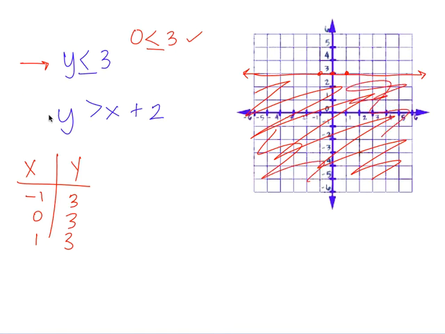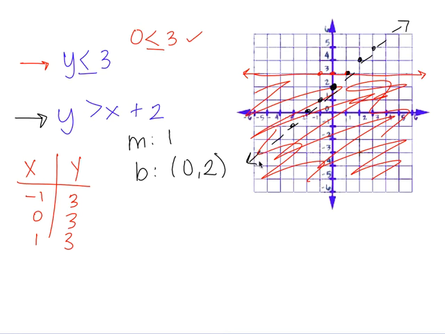And now I'm going to do the same thing with this second one. So here I'm going to identify my slope as 1. My y-intercept is 0, 2. So I'm going to start with my b, and I'm going to graph 0, 2. And then I'm going to use my slope of 1 over 1. And I'm just going to make a few. And here I'm going to have a dashed line because there's no equal to.